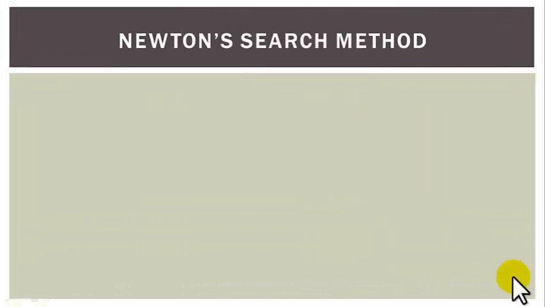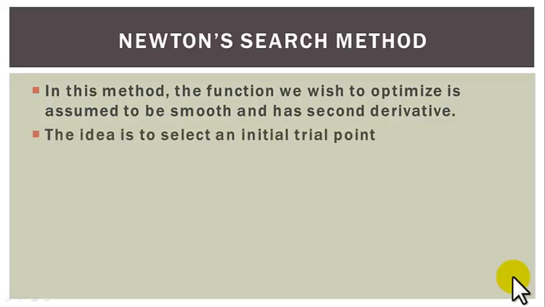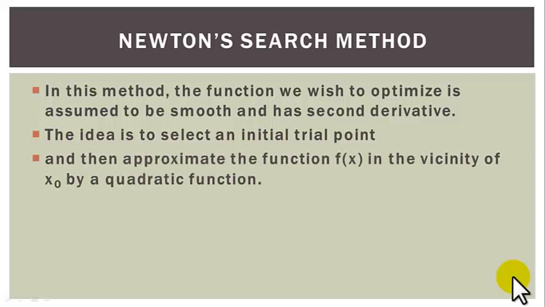The Newton search method. In this method, the function we wish to optimize is assumed to be smooth and has a second order derivative. The idea is to select an initial trial point and then approximate the function f of x in the vicinity of x0 by a quadratic function.